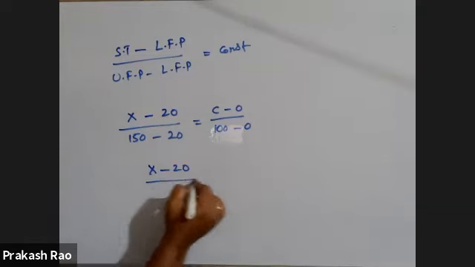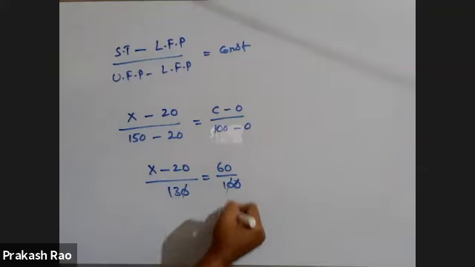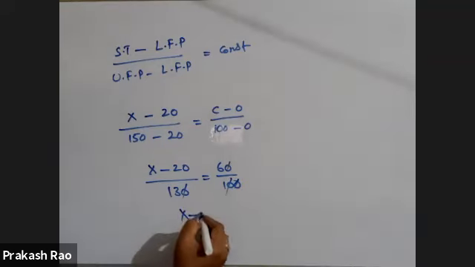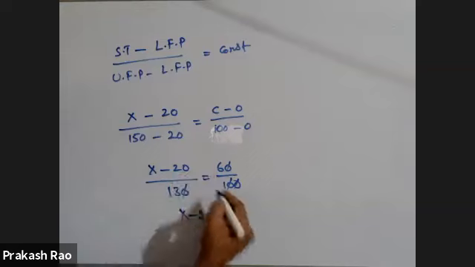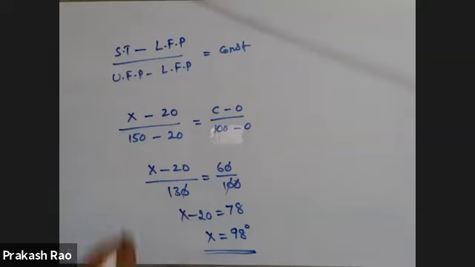X minus 20 is equal to 150 minus 20, which is 130, over 130 times C, which is 60, by 100. This 0 is cancelled, this 0 is also cancelled. X minus 20 is equal to 13 times 6, which is 78. Therefore, X is equal to 78 plus 20, so you will get 98 degrees. That's all. Don't say 98 degree Fahrenheit, degree Kelvin or degree centigrade. Don't take anything. Take only degrees. 98 degrees. This is question number 2.